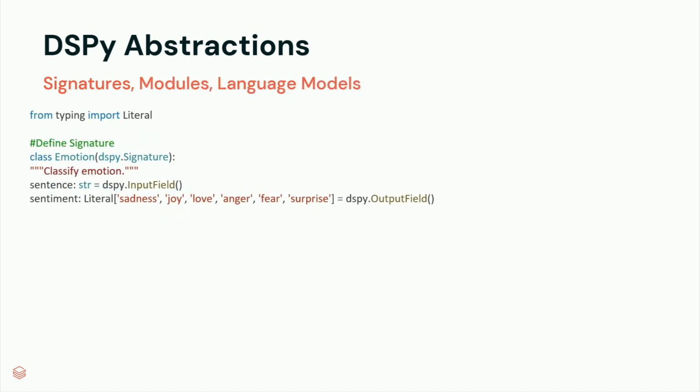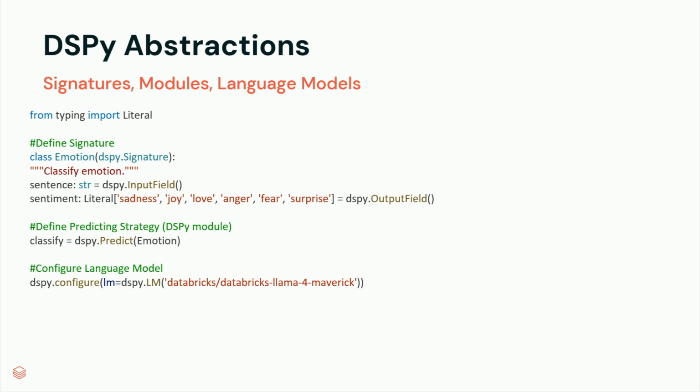Besides defining the signature, you also define your prediction strategy, which in DSPy is called a module. And DSPy offers you, out of the box, several strategies. You have Predict, which is the essential one, the simplest one. It's just a prediction. You have ChainOfThought, you have ReAct and others. And you can create your own modules by composing these out-of-the-box modules. And then finally, you define your language model, which, if you're using Databricks, is very simple. You just point to the foundation models, and that's it. That's all you need to do a DSPy program.